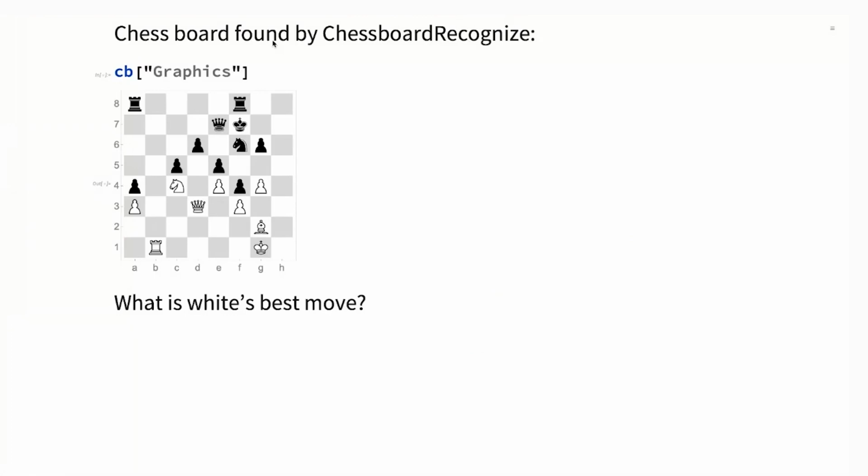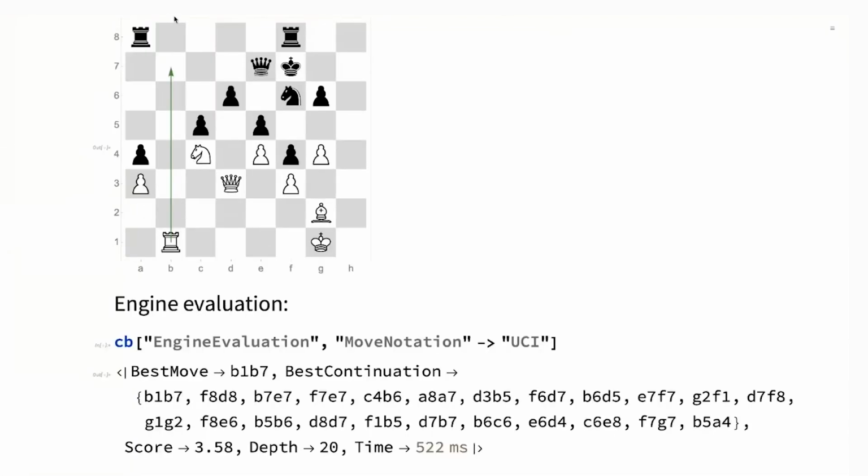Question for you. We'll pause for a moment. What is white's best move? Well, we can plug this into Arasan, of course. There it is, engine evaluation. It says best move B1, B7. Move the rook up, as you see displayed there. The score is 3.58. In computer chess terms, a bishop or knight is worth about 3 points. So it says that white is better than a bishop or a knight ahead.